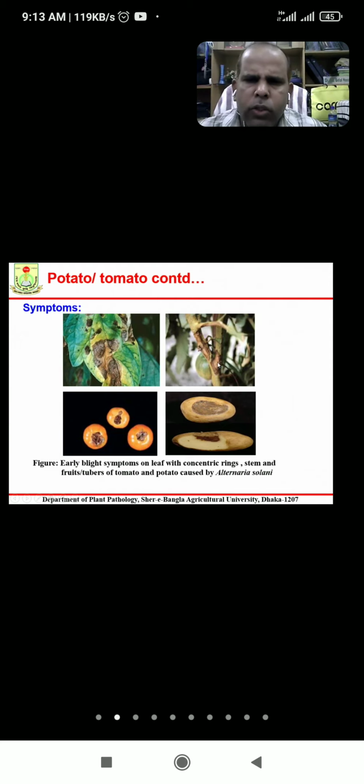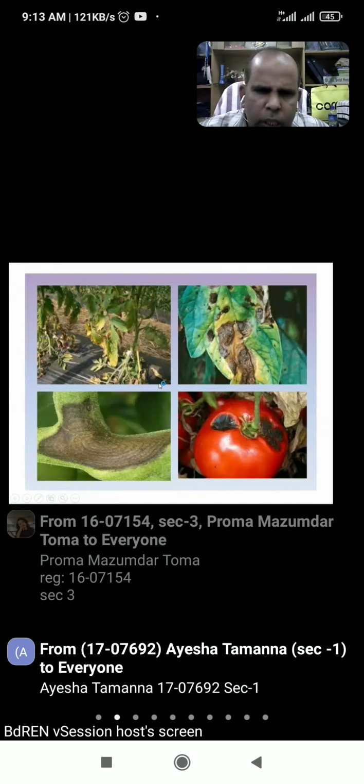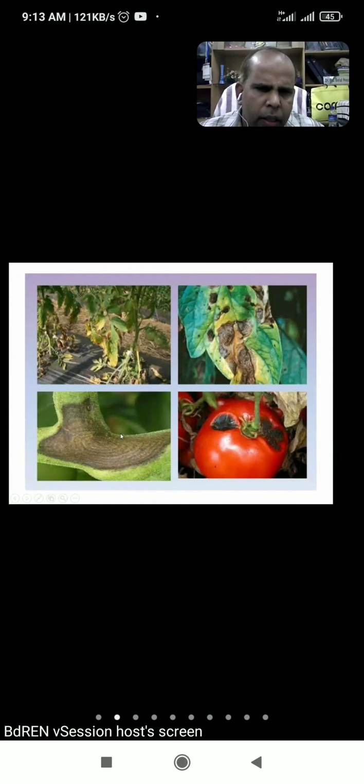It can also attack the stem, and when it is attacking the stem, it shows the concentric ring as well, and also the dark brown to brownish lesion. You can see here, this is a very visible and remarkable symptom in the case of tomato. On the large lesion, it also has the concentric ring, and it is dark brown to gray in color.